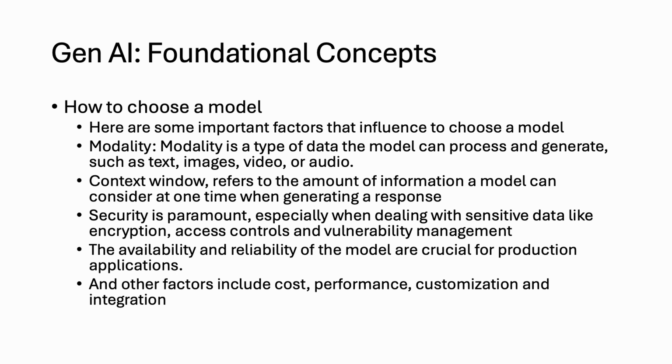Then the most important thing is availability and reliability of the model. They are very crucial. So if you are choosing a model, it should be available as well as reliable. Finally, there are other important factors when we choose a model, that is cost, because for startups or some projects we have limitations of cost, performance, how far we can customize to meet the goal of our project, and integration, like how best we can integrate it into our application. So these are the things we need to consider while we choose a model.